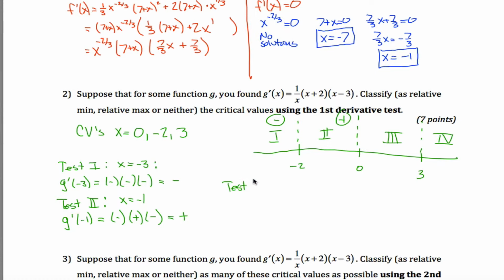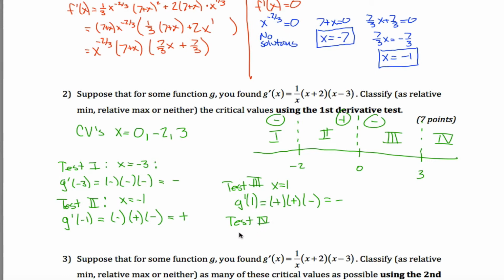Now I'm going to test region 3. Any number between 0 and 3. I don't know, 1 maybe? Okay, g prime of 1. 1 over 1 is positive. 1 plus 2 is positive. 1 minus 3 is negative. A positive times a positive times a negative is a negative. So my first derivative is negative in region 3.